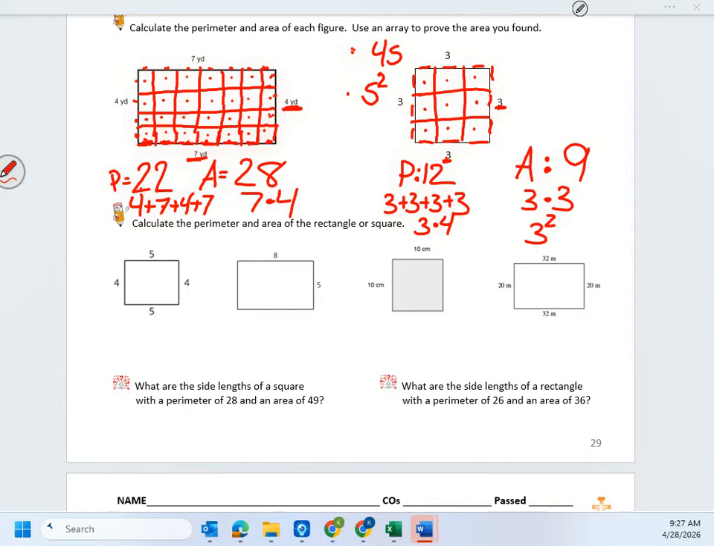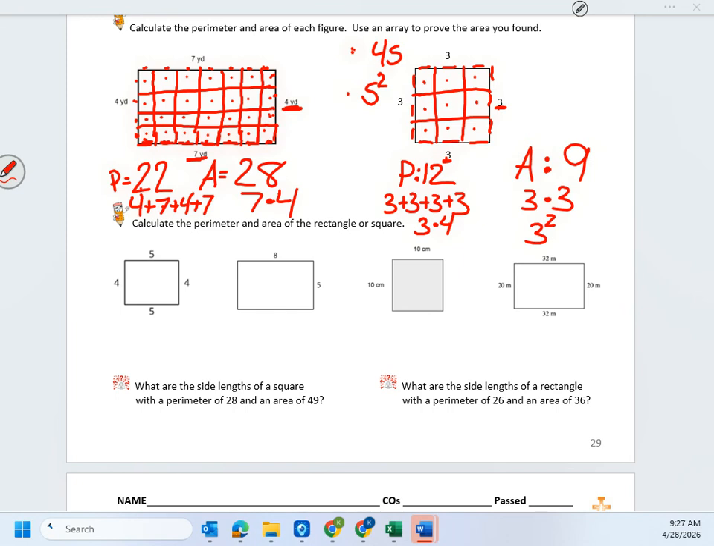A lot of times it's easier just to remember a square is a rectangle, so it's length times width, 3 times 3. But some of us like to say, oh yeah, 3 squared. Okay. It's your preference, it's the same answer. Any questions on area and perimeter of rectangles and squares?